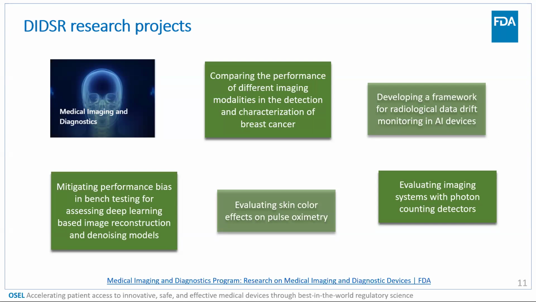Looking at data drift and bias, as I discussed on the previous slide, so monitoring AI over time, looking for ways to measure the difference in distributions month to month, for example, of AI performance. Evaluating imaging systems with photon counting detectors, so in spectral CT, coming up with ways to evaluate image quality of spectral CT systems that employ photon counting detectors for tissue contrast and enhanced image quality.